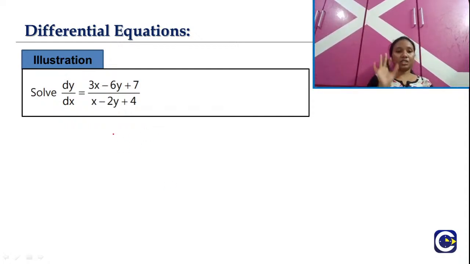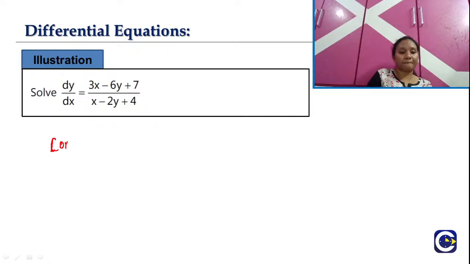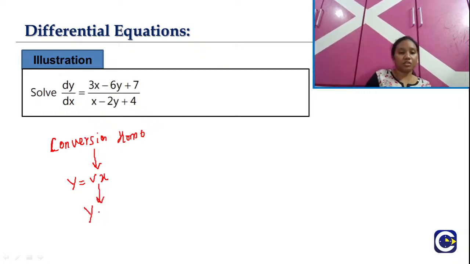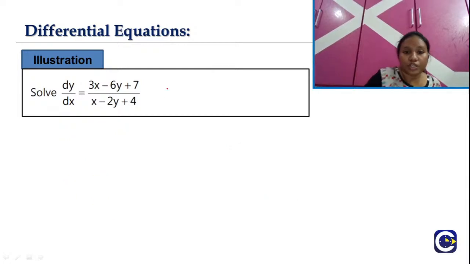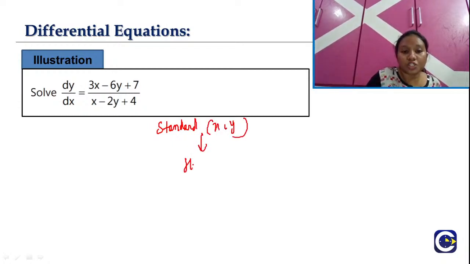So in this typical differential equation, what is the first step? The first step will be conversion to homogeneous form. Once we have converted to the homogeneous format, we have to substitute y equal to vx, and then we'll get our equation solution in terms of v. And this has to be converted again in terms of capital X and capital Y, because in our standard equation our variables will be x and y. After the conversion to homogeneous form, our variables will be capital X and capital Y.